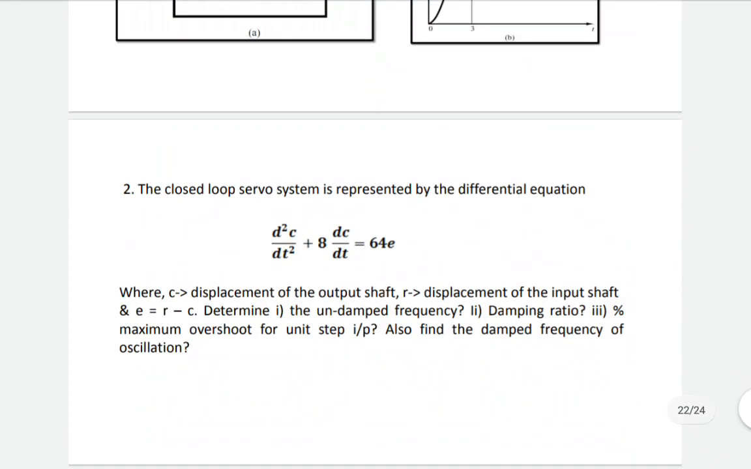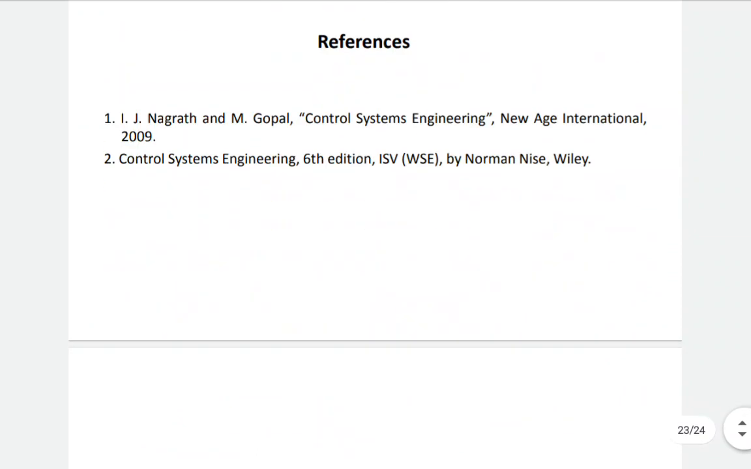Another problem: the closed loop servo system is represented by the differential equation d2c by dt square plus 8 dc by dt is equal to 64E, where C is the displacement of the output shaft, R is the displacement of the input shaft, and E is the error, the difference between input and output, that is R minus C. Determine the undamped frequency, damping ratio, percentage maximum overshoot for unit step input, and also find the damped frequency of oscillation.